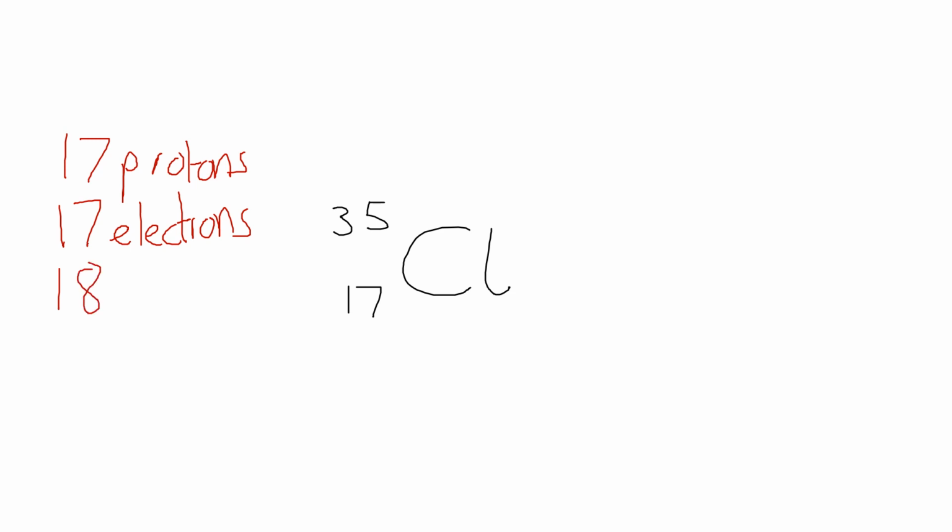If you have chlorine here, 17 and 35, now I've deliberately picked one of the isotopes of chlorine just to illustrate my point. You must have 17 protons because the atomic number is 17, 17 electrons because this is a chlorine atom and therefore it must be neutral. And the difference between 35 and 17 is 18, so there must be 18 neutrons. And in terms of its electronic configuration, you've got 17 electrons, so it'll be 2 in the first shell, then 8, then 7.